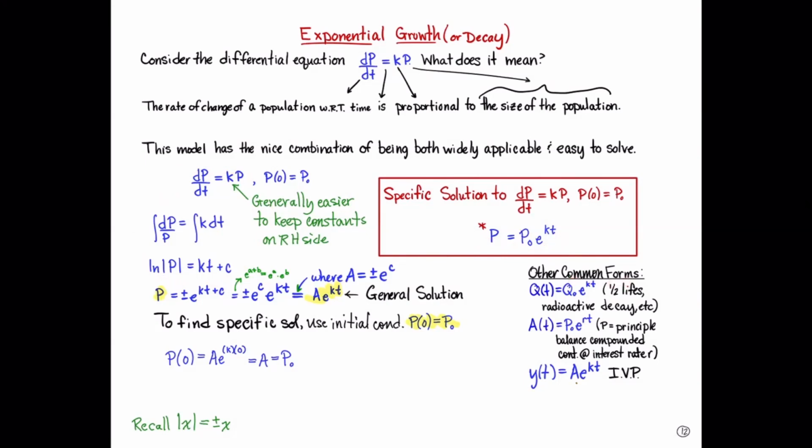Other common forms, they tend to change the variables to suit the situation. So if we're talking about half-life, radioactive decay, instead of P for population, it switches to Q for quantity. Finances, it's generally A for the amount and P naught for the principal amount, your starting value of money, and then r would be your interest rate. And then for y of t, this is just a generalized form of some standard equation that's in terms of y and t, or could be in terms of y and x. But generally, that's the initial value problem kind of variables there.